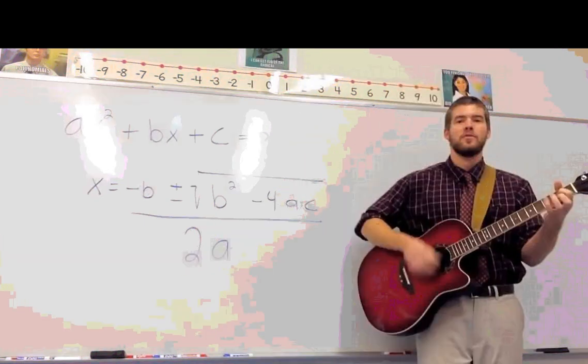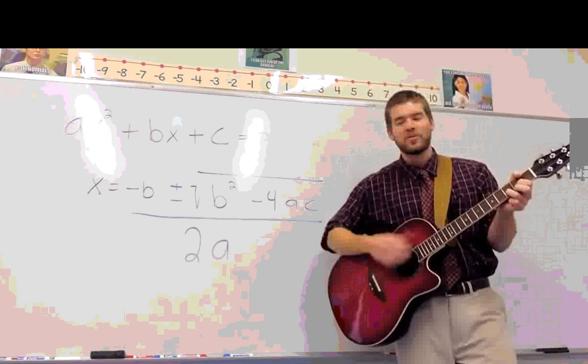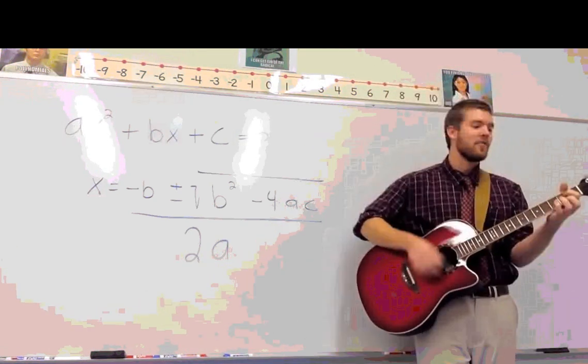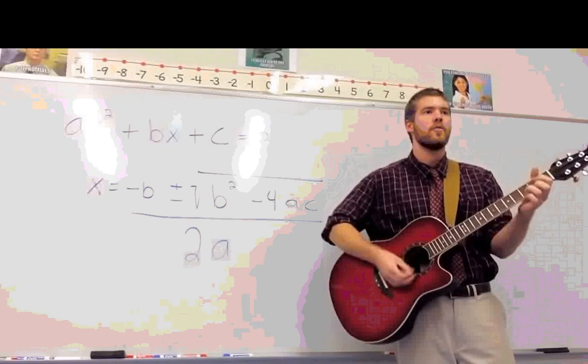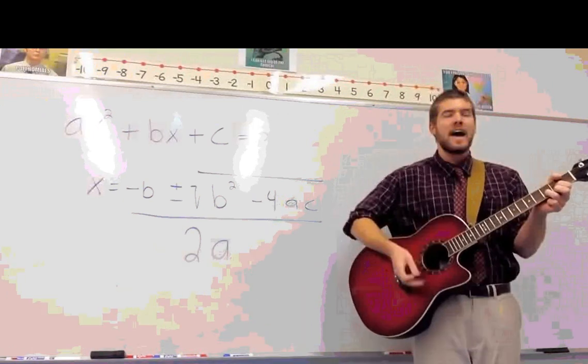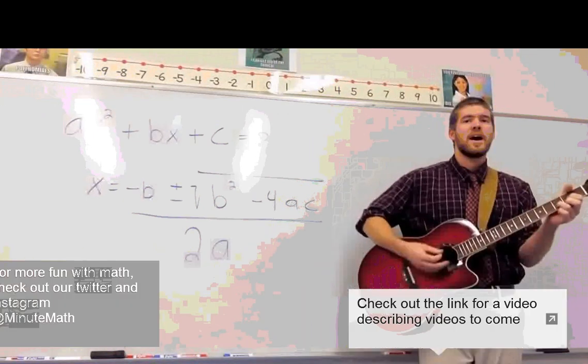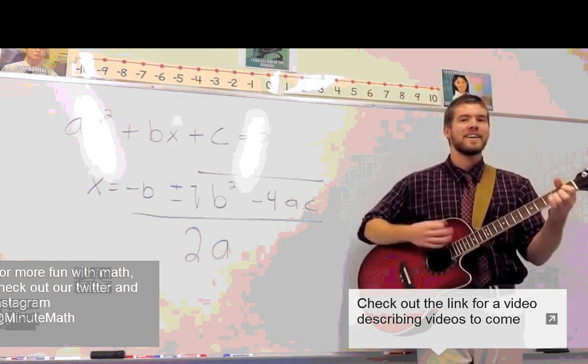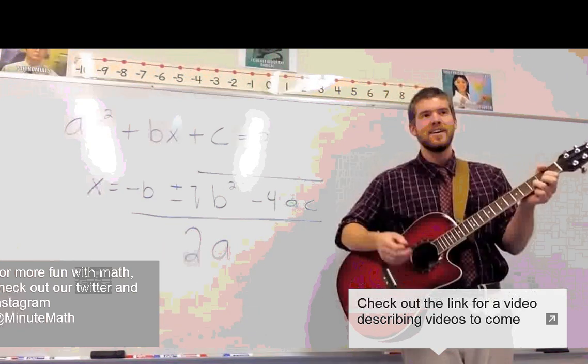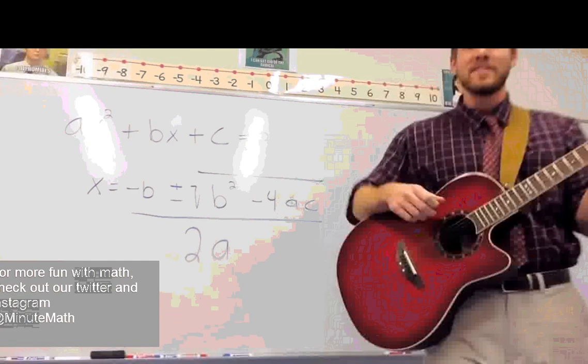Negative b plus or minus square root of b squared minus 4ac all over 2a. Now you know the quadratic formula.